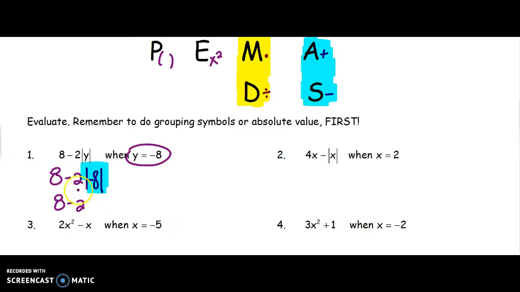The absolute value bars are like grouping symbols, so after you take the absolute value, you can change them to parentheses, okay? Because you still need that number to be multiplied. It's multiplied between these two. You need to keep it as multiply, and those parentheses will show that it is. Then we're going to do multiplication. So 8 minus 16. And then since there's only one operation left, it's 8 minus 16, which is negative 8.